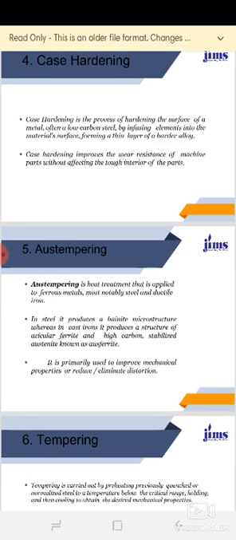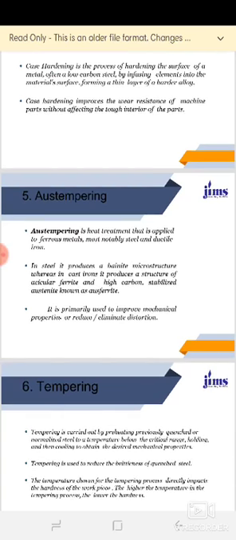Next is austempering. Austempering is a heat treatment that is applied to ferrous material, most notably steel and ductile iron. In steel, it produces a bainite microstructure, whereas in cast iron, it produces a structure of acicular ferrite and high carbon stabilized austenite, also known as ausferrite. It is primarily used to improve mechanical properties or to reduce distortion.